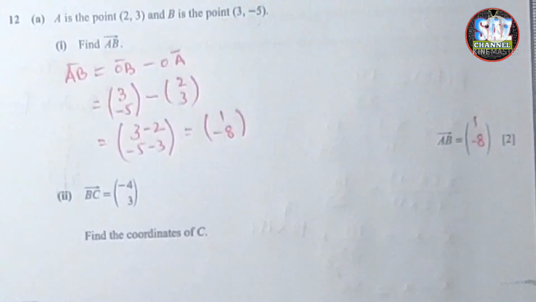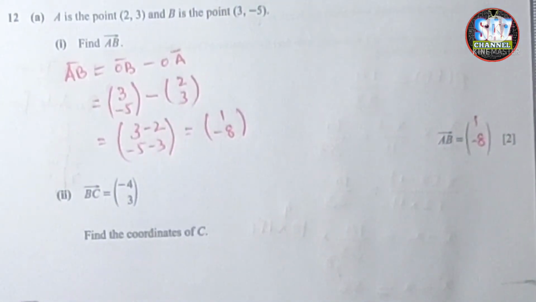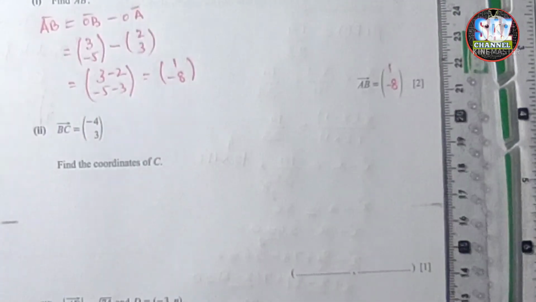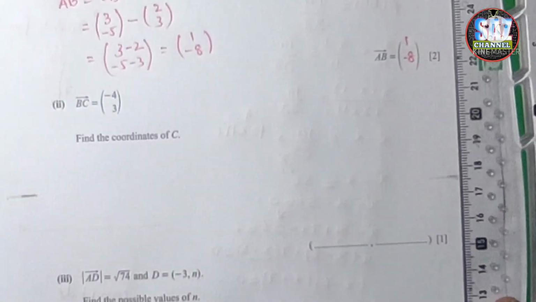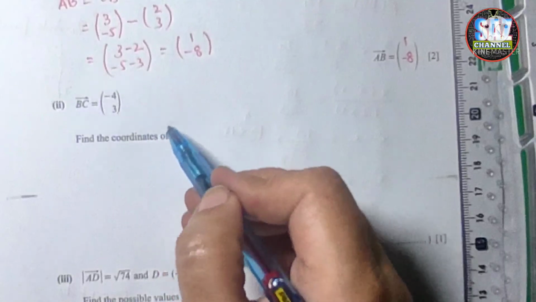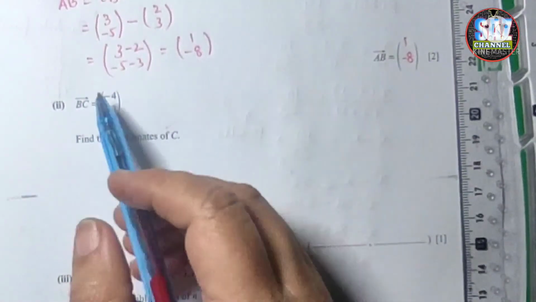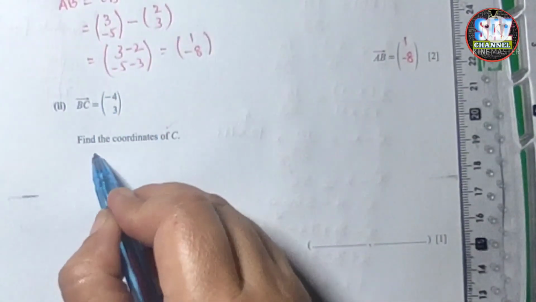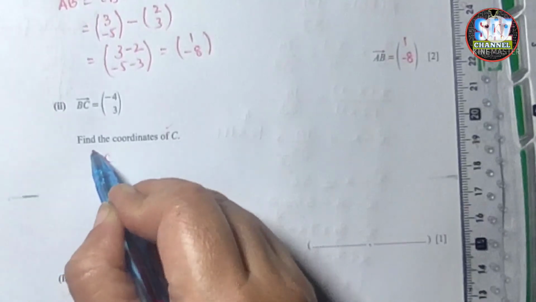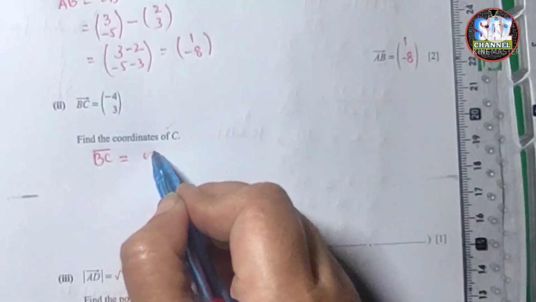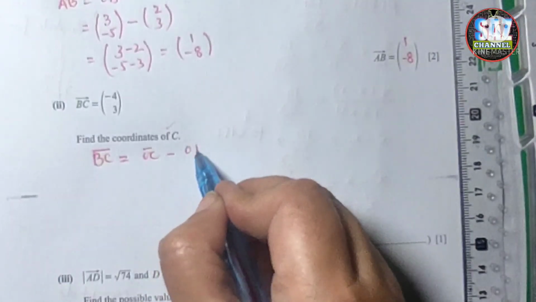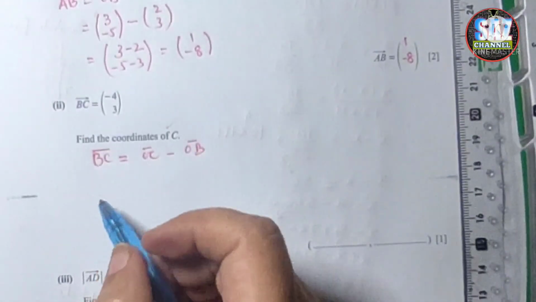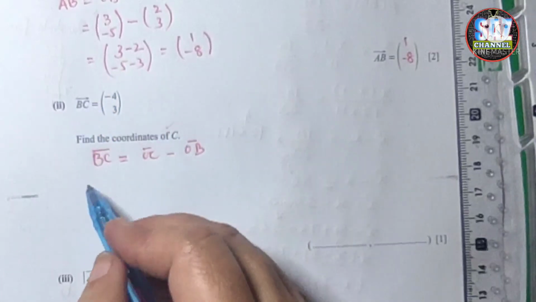Moving to the second part, that says that BC equals (-4, 3), and we have to find the coordinates of C. Coordinates of B are already given at the top, and recall the concept that BC will be equal to OC minus OB, and we can write it in the form of a column. Information is given in the form of a column vector.